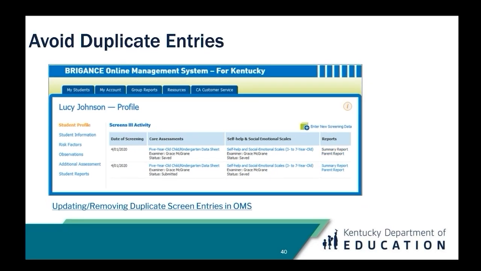A common error is duplicate entries. Duplicate entries must be removed from the OMS in order for the data to be accurate. Not removing duplicate entries impacts the results of group screening data. You can follow the link on the bottom of this slide or visit our K-Screen webpage to find guidance on how to remove duplicate entries.